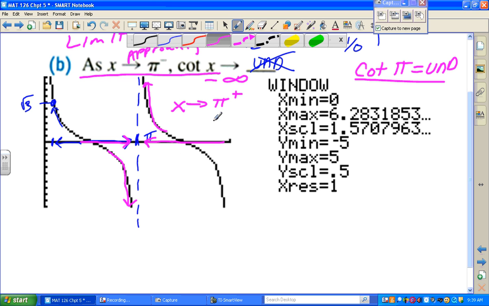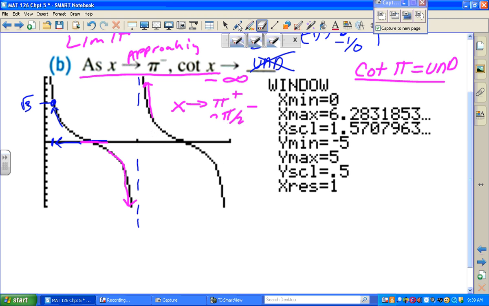If I'm approaching 3 pi over 2 from the left, well, yeah, it's right here. So as I'm approaching 3 pi over 2 from the left, where's y going? 0. Again, you could have got that from the unit circle, or you could have got it from this graph. So some questions you can get from the unit circle. Some you have to get from the graph. The ones you have to get from the graph are the ones that are undefined. Okay. There's an asymptote involved.